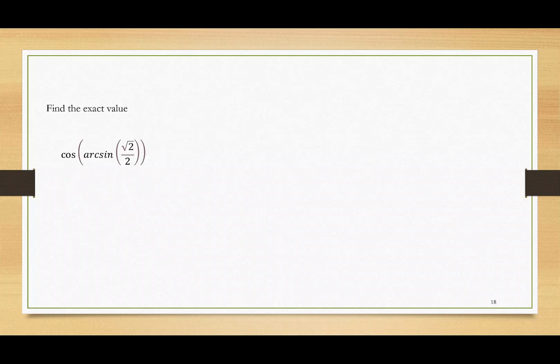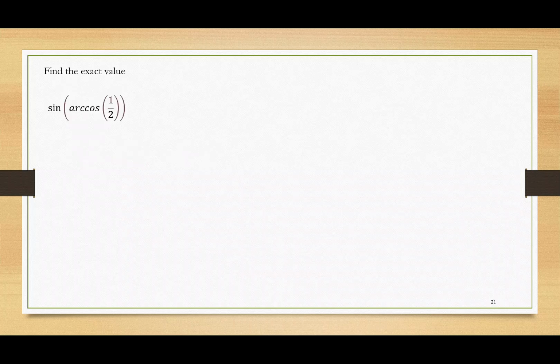Let's find the exact value of cosine of arcsine of √2/2. For our composition, we start with the arcsine of √2/2. This is going to give us an angle. The arcsine of √2/2 is going to be pi/4. So we need to find the cosine of pi/4. Sine and cosine are the same at pi over 4, and they are both the square root of 2 over 2.